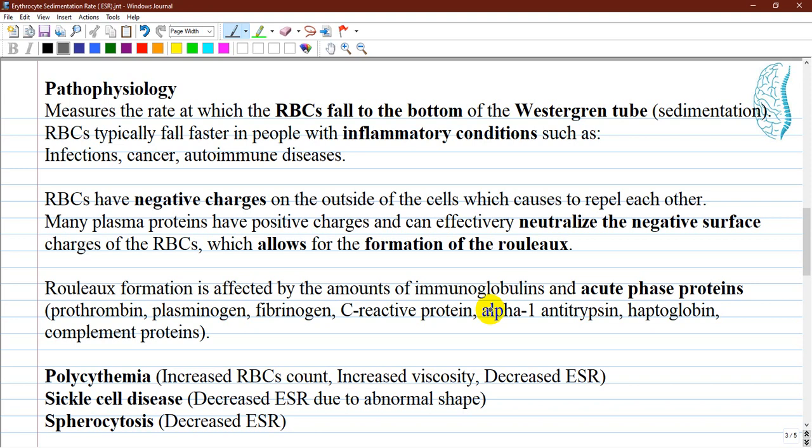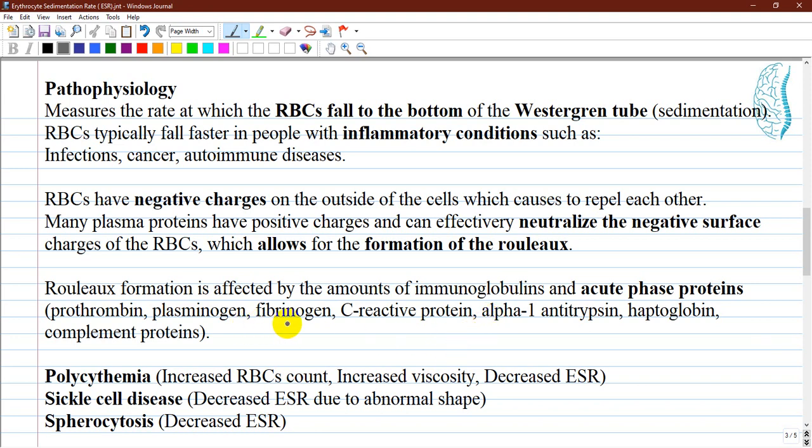Normally, red blood cells have negative charges on the outside of the cell, which causes them to repel each other. Many plasma proteins have positive charges and can effectively neutralize the negative surface charges of the red blood cells, which allows the formation of rouleaux. Therefore, an increase in plasma proteins present in inflammatory conditions will promote an increase in rouleaux formation, which settle more readily than single red blood cells.